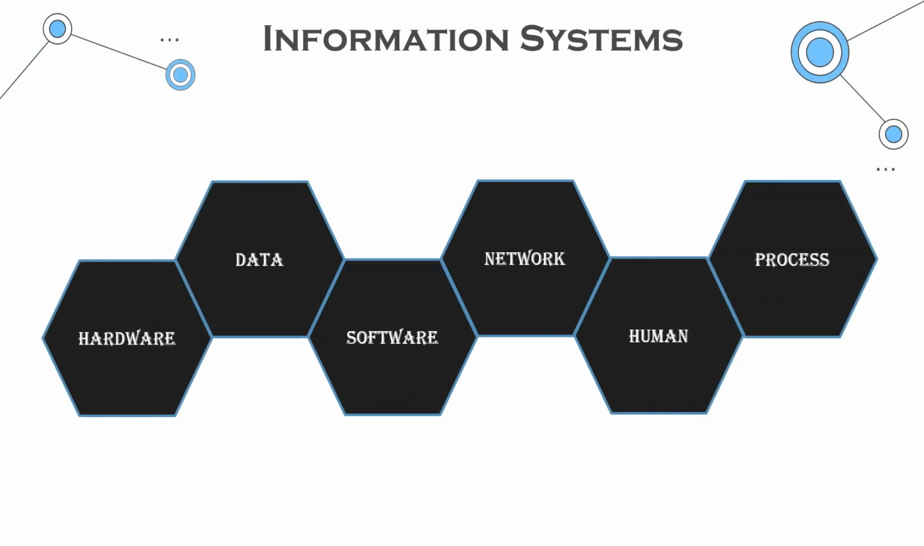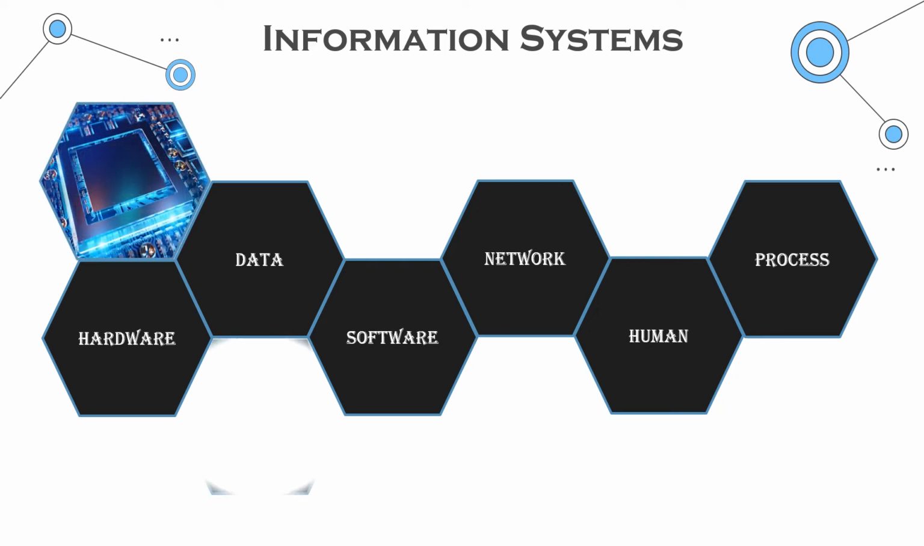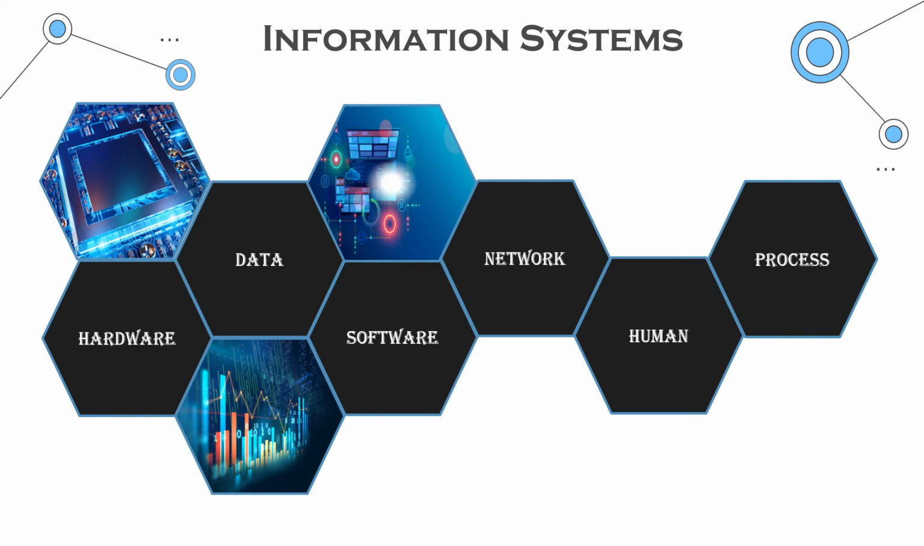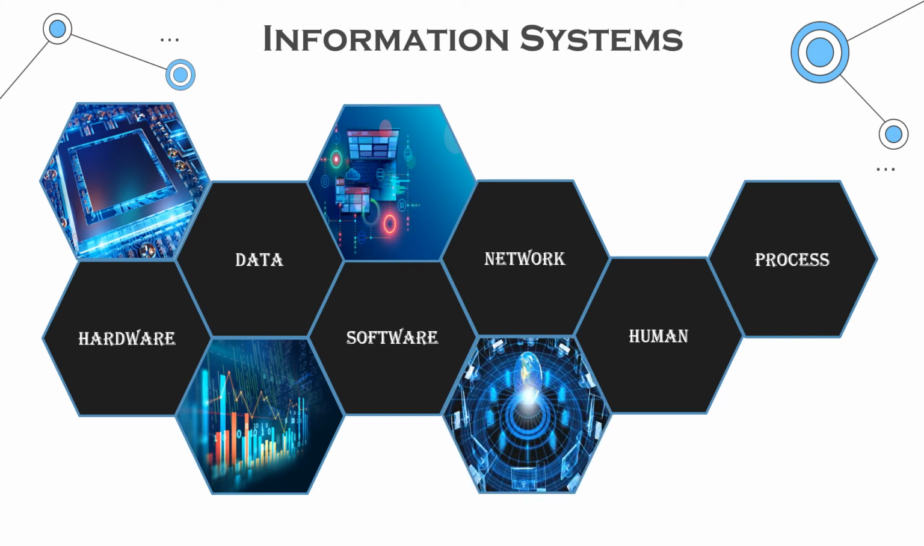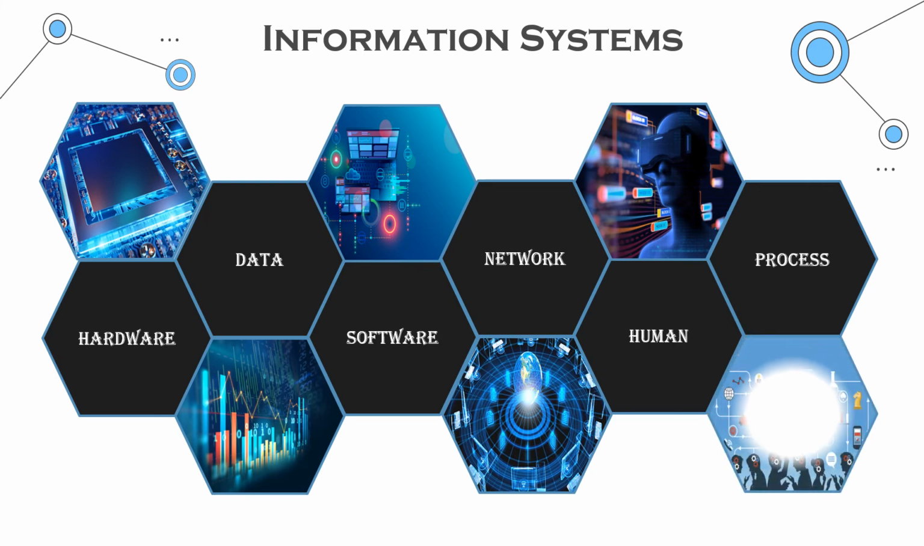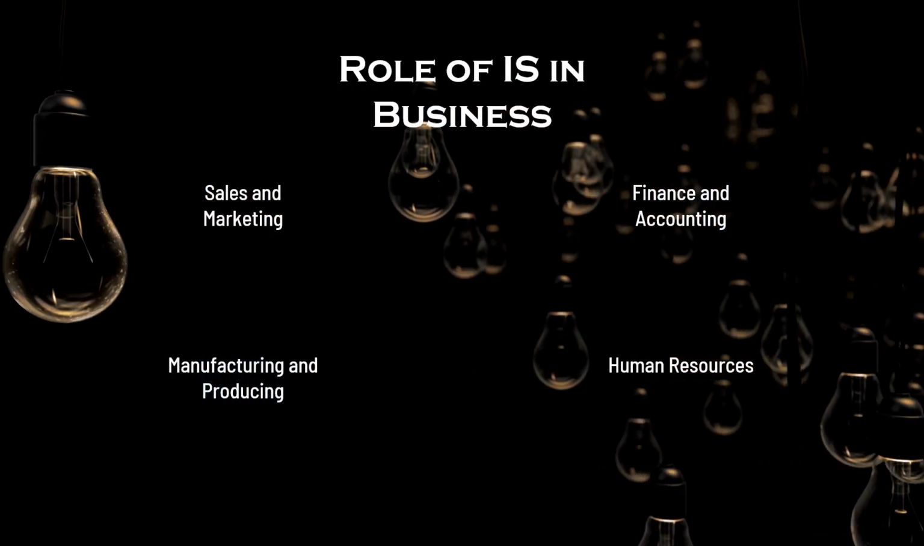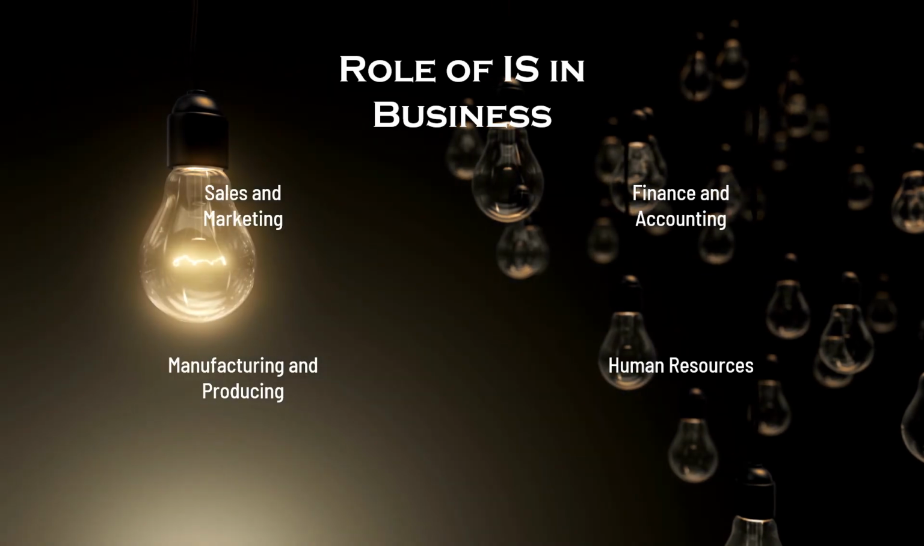So guys, here are the main six key components of an information system, which are the hardware, data, software, network, human, and process. Here are some example pictures which you can relate to these six components: the hardware, data, software, network, human, and process. Moving on, as you can see, information system plays a major role in our everyday life.